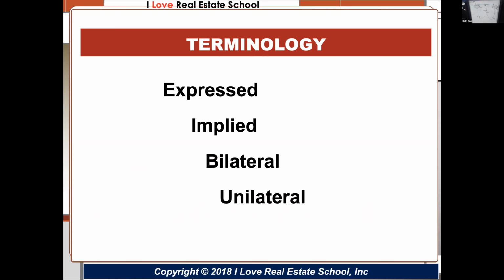With me? A bilateral contract, what does bi mean? Two or more. All parties to the contract are obligated to perform. So a real estate sales contract between a buyer and a seller is a bilateral contract. Okay? You want to buy, she wants to sell. There's two people involved in the agreement. At a minimum, two people involved in the agreement. All right?